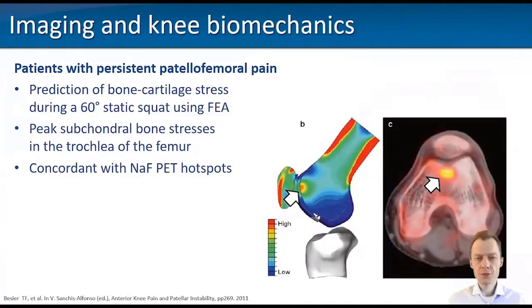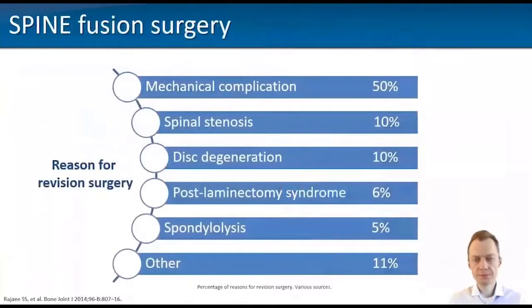Similarly, in patients with persistent patellofemoral pain, a finite element analysis was performed to predict the areas of increased stress between the patella and the femur, and this was correlated with the findings on sodium fluoride PET-CT. And again, it could be shown that the areas of increased bone turnover on PET-CT correspond to those areas with increased or peak subchondral bone stress as predicted using the finite element analysis.